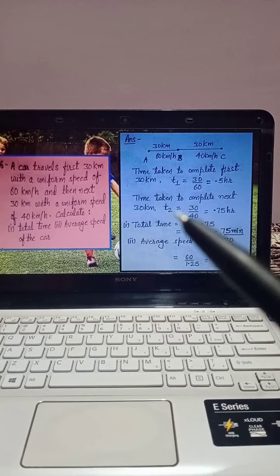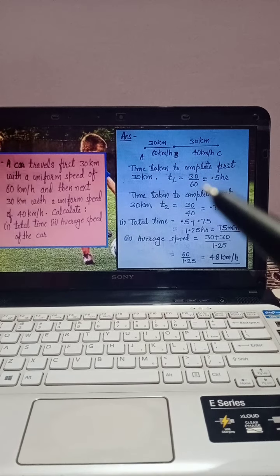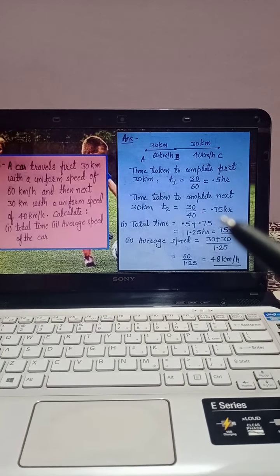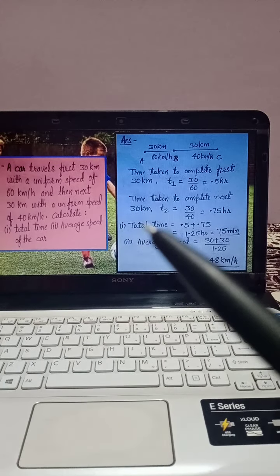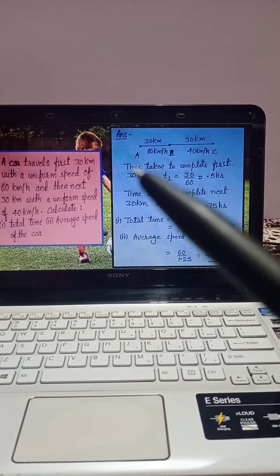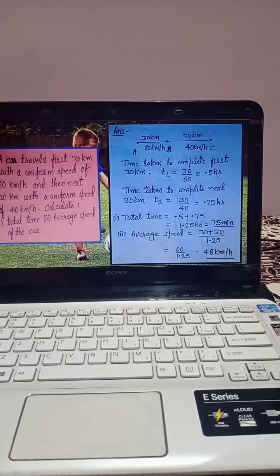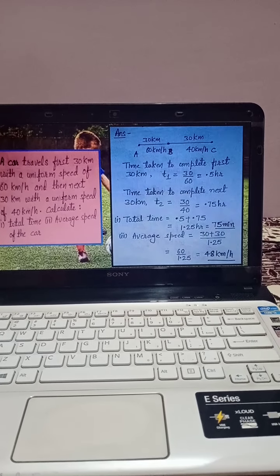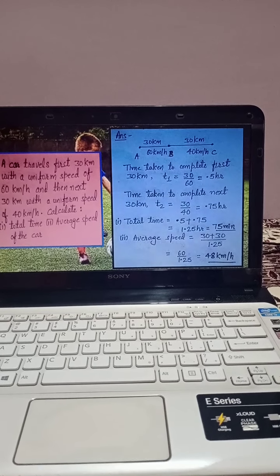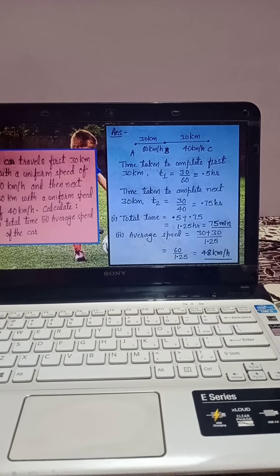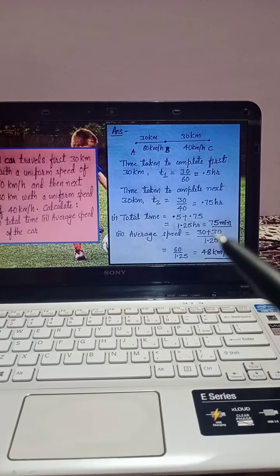Then next, time 2, we are going to find out from the distance B to C, and then the time 2 is 0.75 hours. Then the total time taken by the car to cover the distance from A to B and B to C we are going to add, and it is 75 minutes or 1.25 hours.